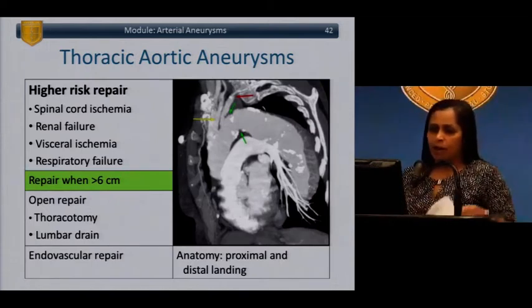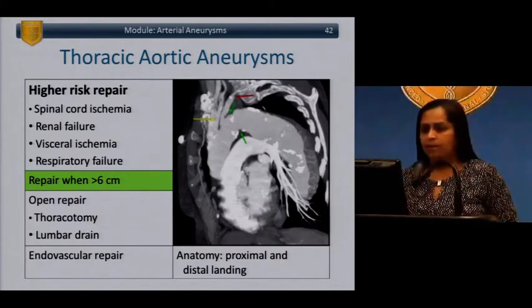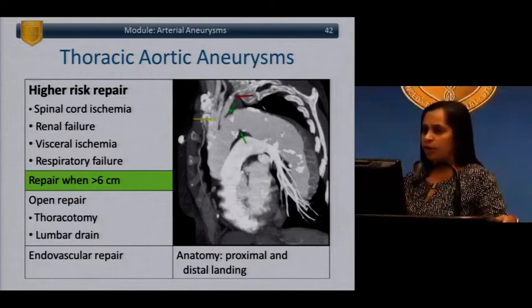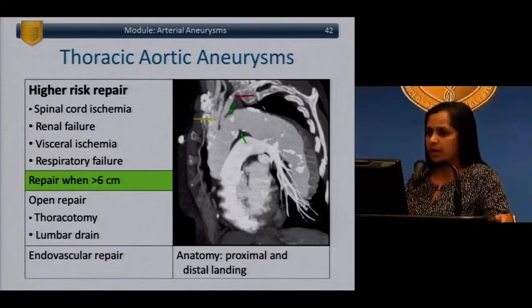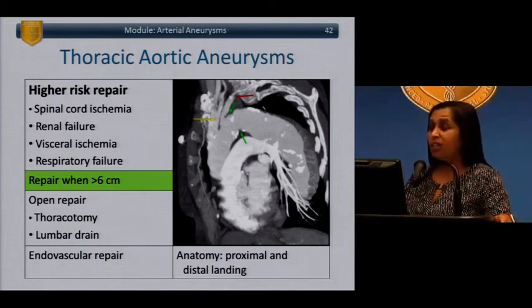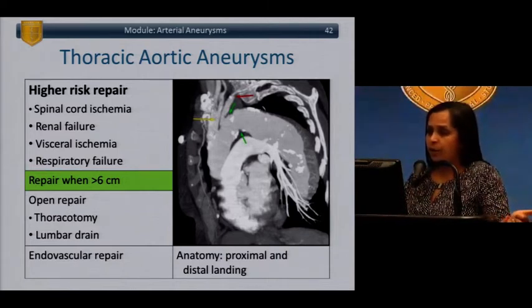Brief discussion of thoracic aortic aneurysms. In general, they're a higher risk of repair than abdominal aortic aneurysms, with bigger complications, and the most dreaded spinal cord ischemia complication can be associated with these. We tend to repair them when they're more than 6 centimeters. That's the usual cutoff. The options include open repair, which is usually via a thoracotomy or thoracoabdominal incision, versus endovascular repair.